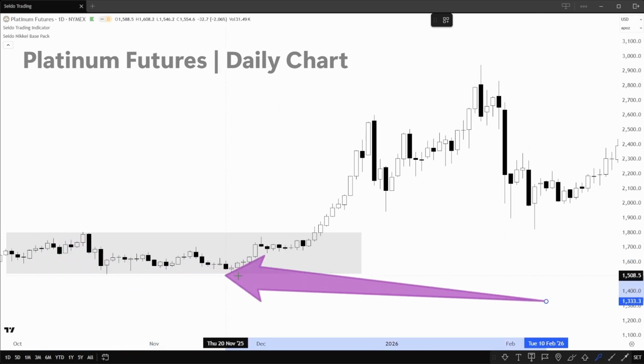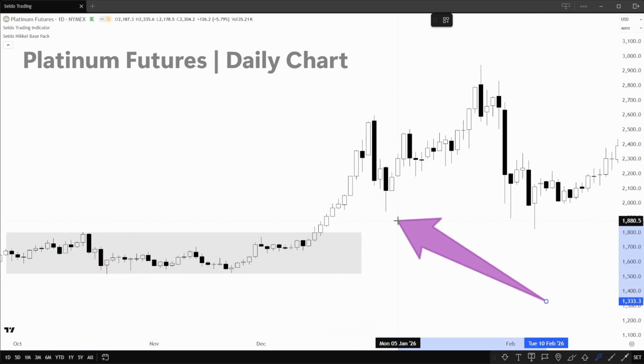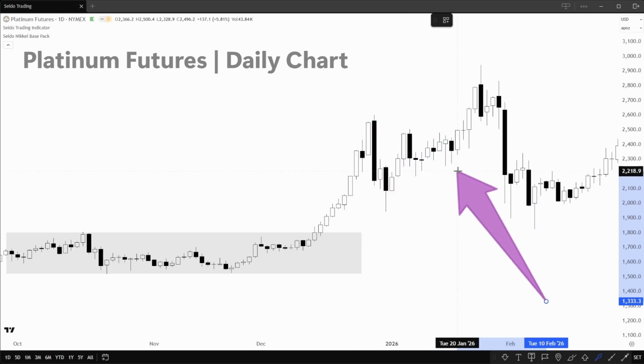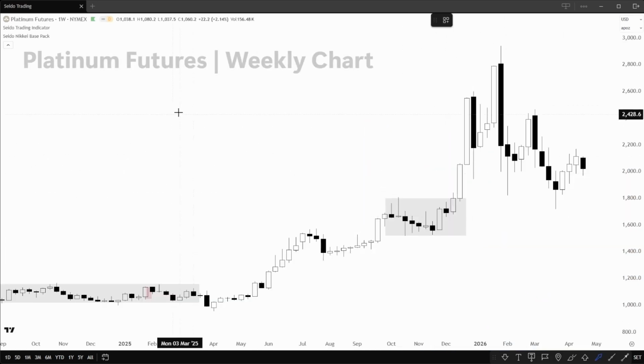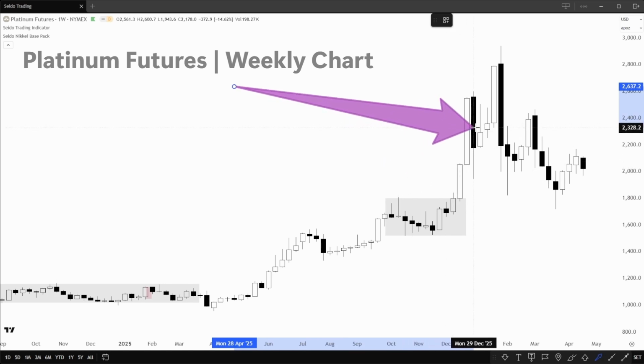Here's another example from platinum. Price was in an extended trading range and then broke out strongly. It pulls back and forms this large consolidation. From the higher time frame perspective, we're late in a bull trend. We're also getting double inside bars late in a bull trend.